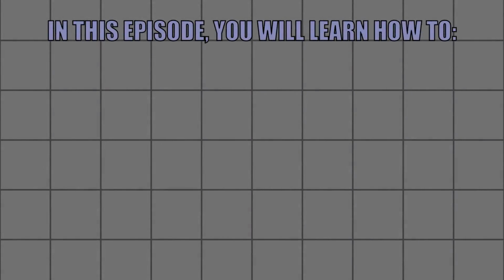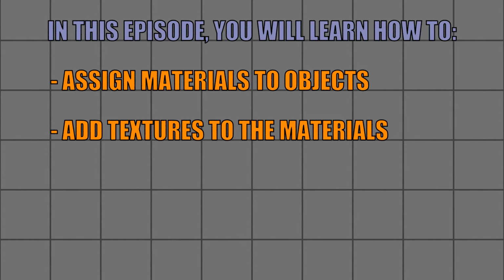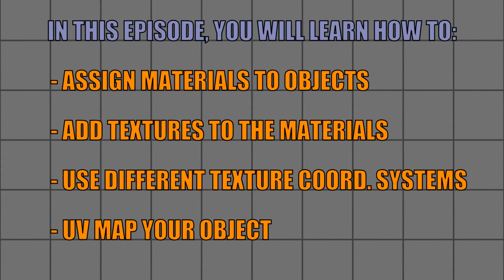We are going to have a colorful episode this time. When I say colorful, I'm talking about using materials and textures in a Blender model. In this episode, you will learn how to assign materials to objects, add textures to the materials, use different texture coordinate systems, and UV map your object.